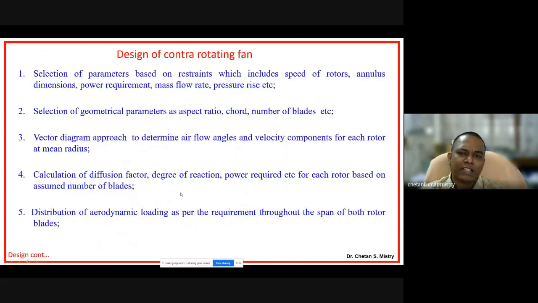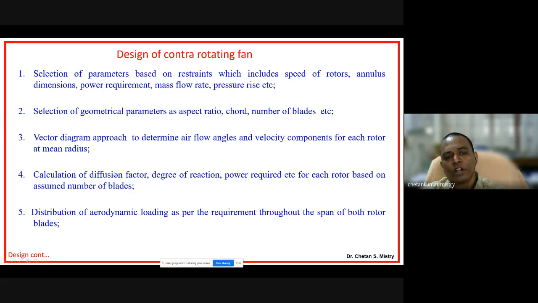Now, these are the design steps that we have followed. It is based on some of the parameters which I was already having. Based on that, we have selected our geometrical parameters. Then based on our velocity triangle, we have calculated our angles and various velocity components. Then these are the aerodynamic parameters.